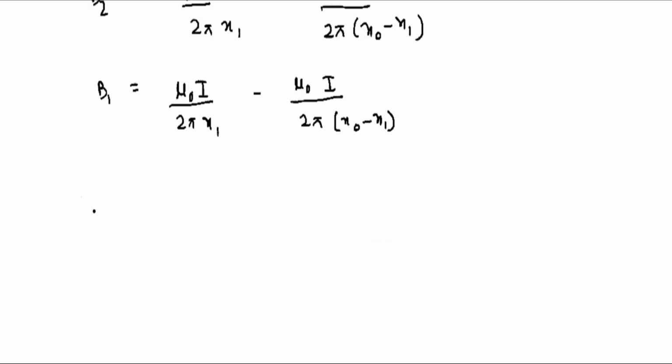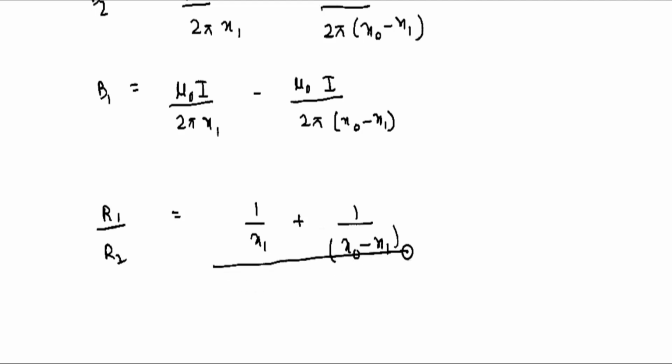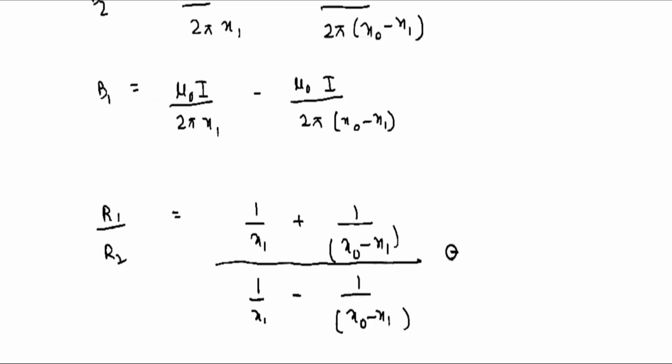So we can just write our r1 by r2 as r1 divided by r2 would be just what? It would be equal to 1 over x1 plus 1 over x0 minus x1, this term, and then divided by, sorry, we just rewrite this division sign, divided by 1 by x1 minus 1 divided by x0 minus x1. Okay, now in the numerator, if we take the LCM, so what will happen? So it would be x0 minus x1 plus x1.